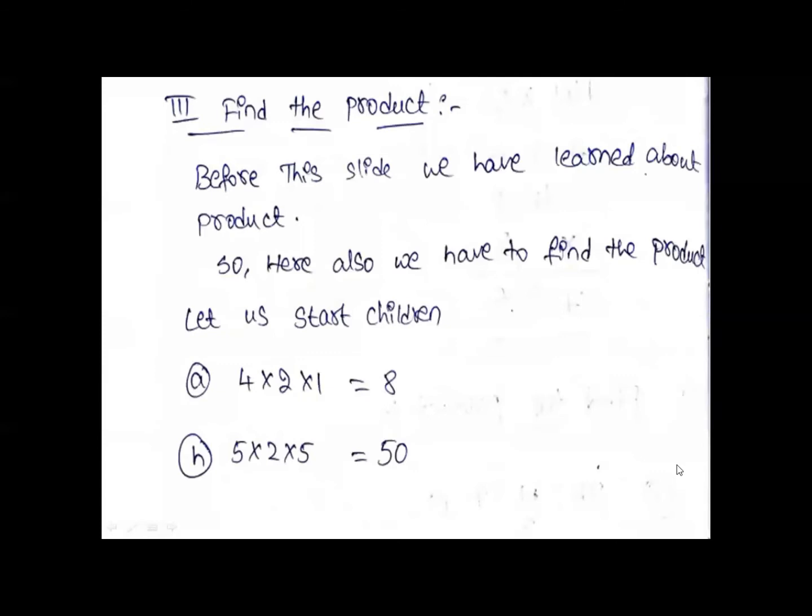Find the product. Before this slide, we have learned about product. So here also we have to find the product. Let us start, children. 4 into 2 into 1 is equal to 8. How? 4 2s are 8. 8 into 1. You already know the one table. 1 1 is 1, 1 2 is 2. 1 into 8, how much? 8. Here, 5 2s are 10. 10 5s are 50.